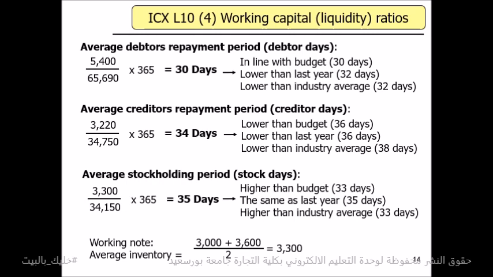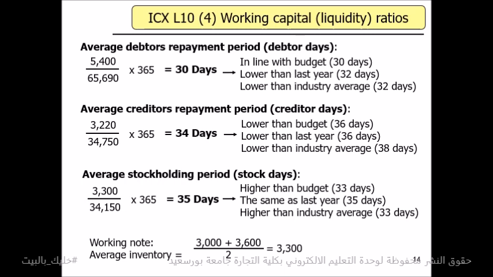So let's make a quick revision of the ratios we have in this chapter. We start with the profitability ratios. There are two ratios: the gross profit margin and the net profit margin. The gross profit margin is equal to gross profit divided by sales multiplied by 100. And the net profit margin is equal to net profit divided by sales multiplied by 100. Then we move to return on capital employed. How to calculate the return on capital employed? It's equal to net profit divided by closing capital plus long-term debt, multiplied by 100.